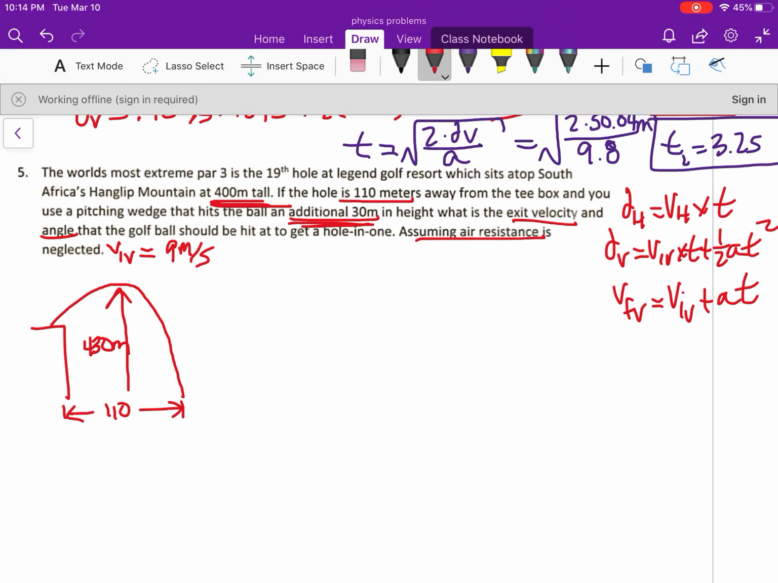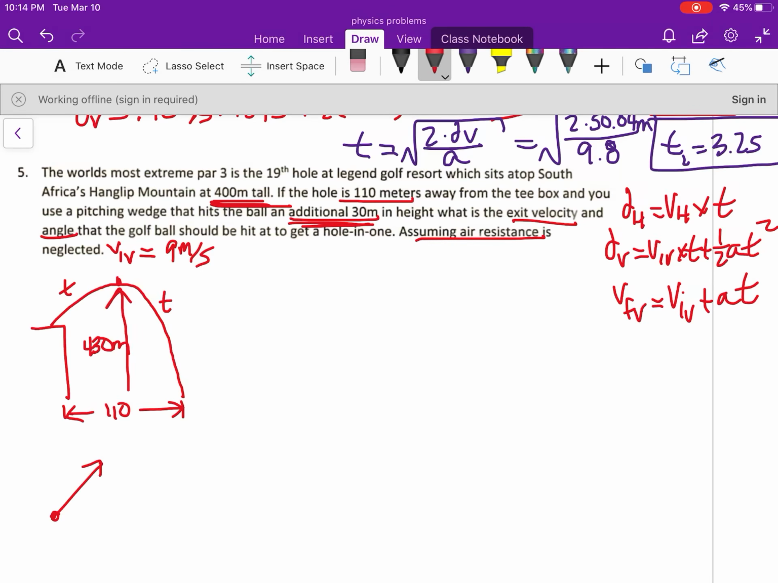Okay, and so I want to know my exit velocity, which again is going to be a combination of my horizontal initial and my vertical initial velocity. So we're going to want to find those two things. First things first, we're going to want to solve for the total time, or we can solve for this first time to get to this peak, and that gives us this time interval, and then we're going to need to solve for the other time interval.